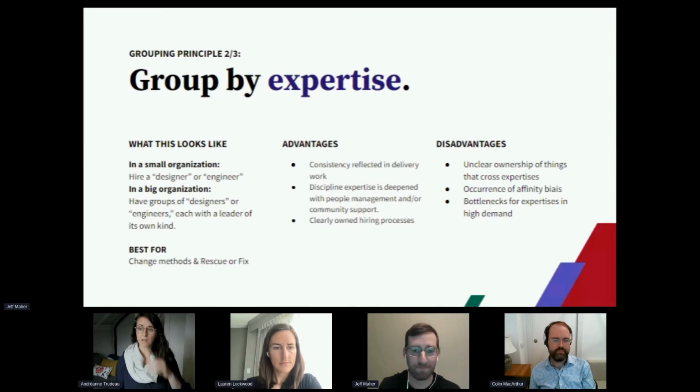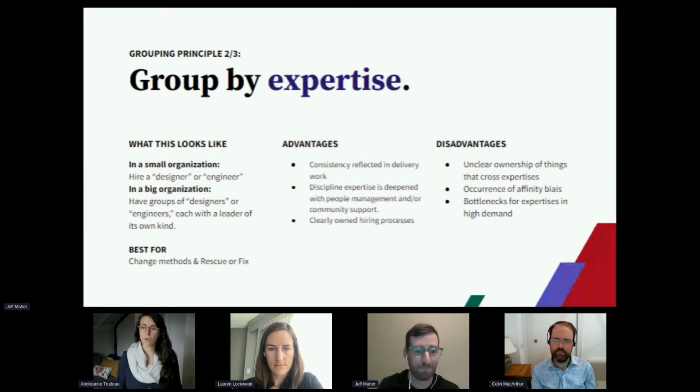Plus, the hiring processes are usually clearly owned and robust. So looking at the disadvantages of this principle, the work objectives that span across different expertise or disciplines will sometimes have an unclear ownership. So people might end up focusing more on the objective of their own discipline or expertise instead of prioritizing the overall objective that their team or organization should deliver on.